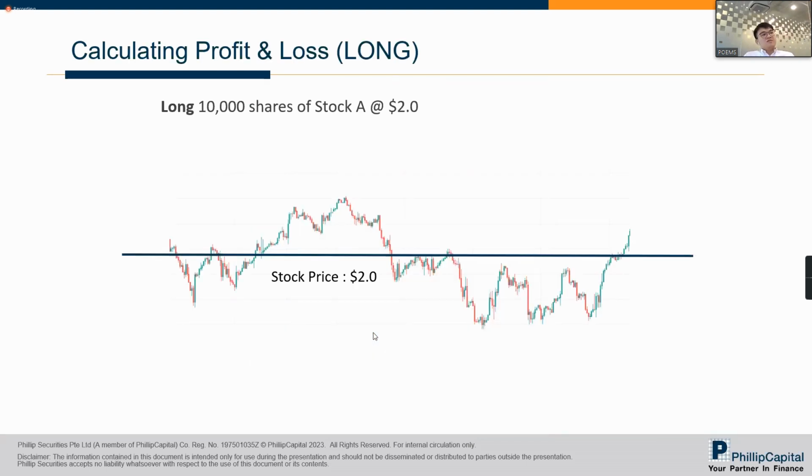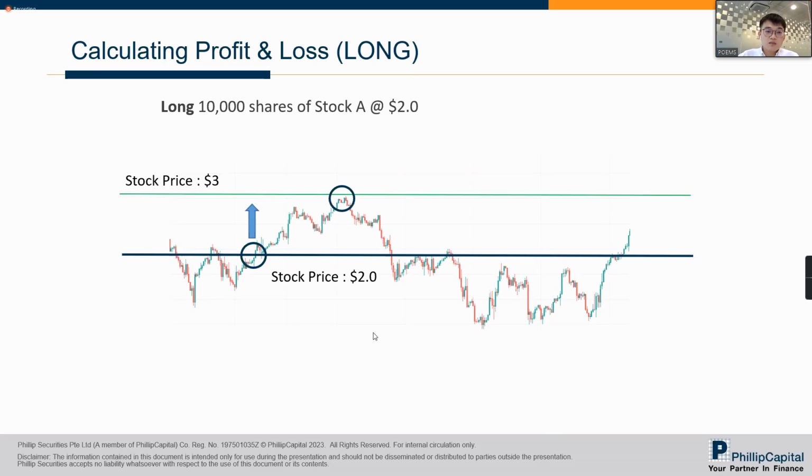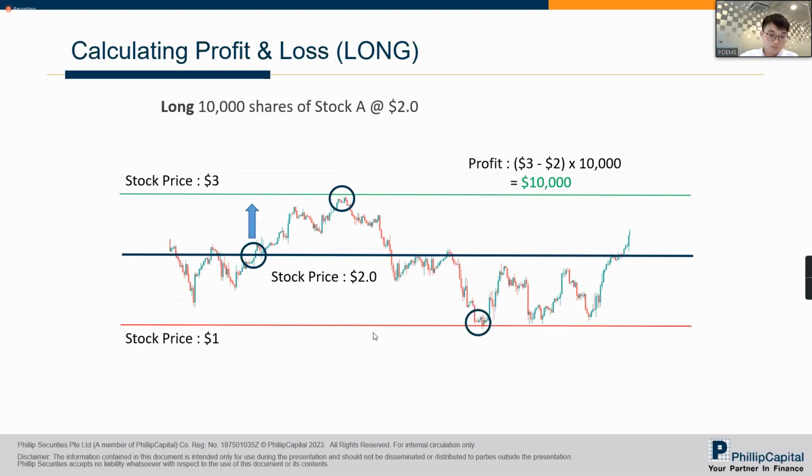Okay, let's calculate the profit and loss. For a long position, if you long 10,000 shares of stock A at $2, and the stock price goes up to $3 after that, there is a profit of $3 minus $2, which is $1 times 10,000. You earn $10,000. If the stock price goes back to $1, you lose $10,000.